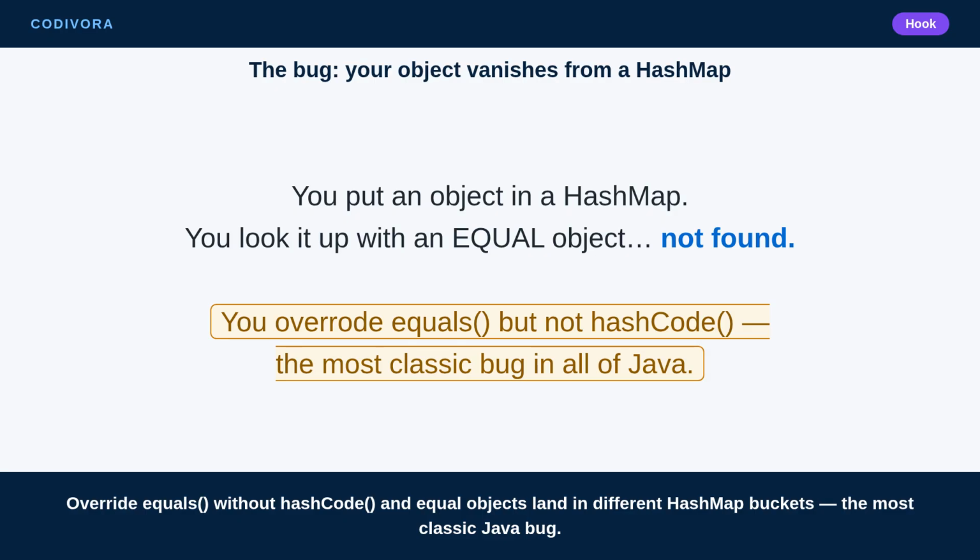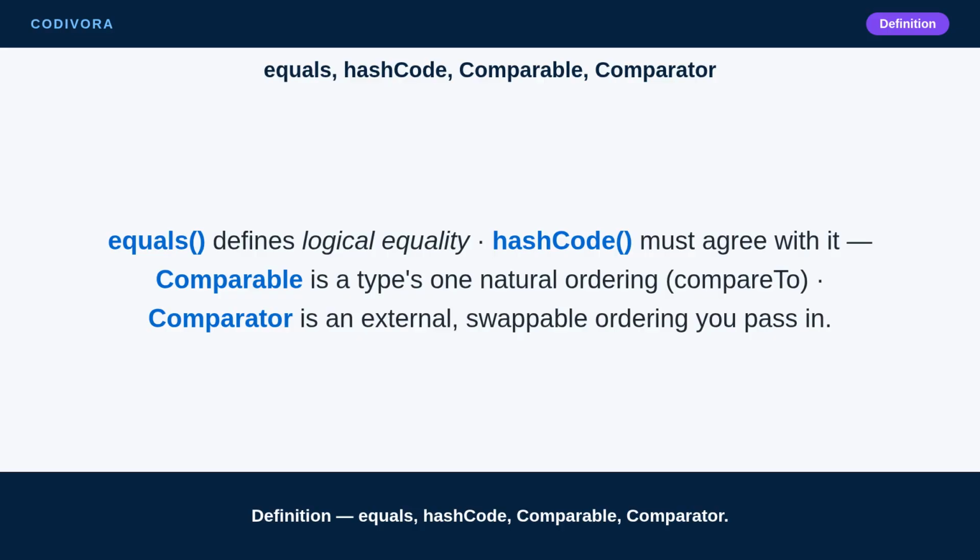Let's go. Definitions first. Equals defines logical equality. Are these two objects meaningfully the same? HashCode must agree with equals. Equal objects must share a hashCode. Comparable gives a type its one natural ordering through compareTo, and Comparator is an external ordering you pass in when you want to sort differently. For tools, one goal: making your objects behave correctly in collections.